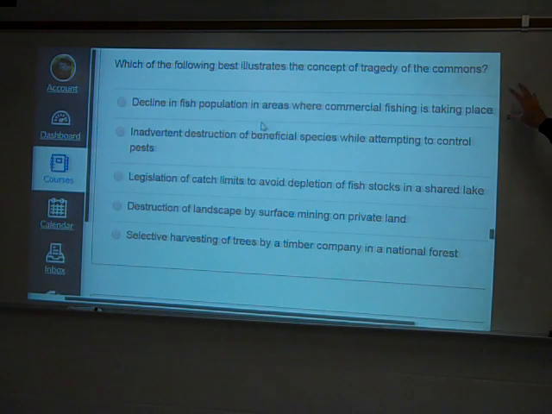Anyway, so which volume best illustrates the concept of tragedy of the commons? Frankly, it's tragic if you're a commoner, I believe. Whitney's already ready. She must be a fast reader, or she liked the first answer very well. Nice, okay, all right, let's see something a little bit better.